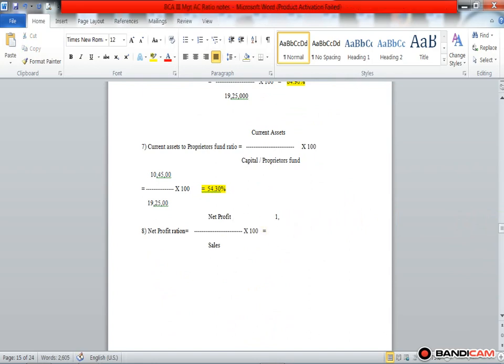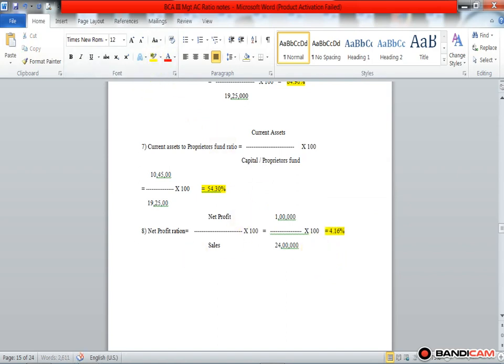So here 1 lakh divided by 24 lakh, not thousand, 24 lakh, multiplied by 100, we get the percentage of net profit ratio, and that is 4.16%. Okay, 4.16% is the net profit ratio.